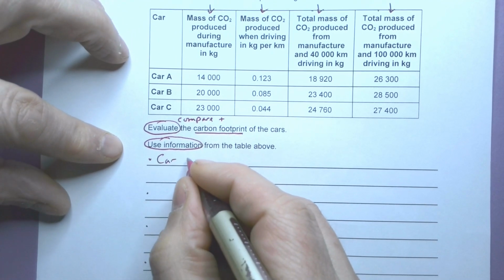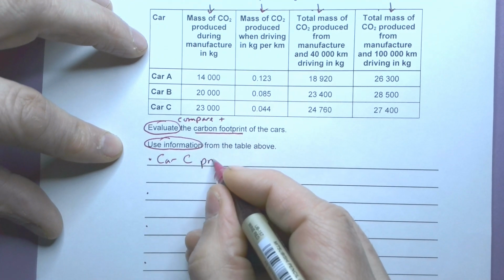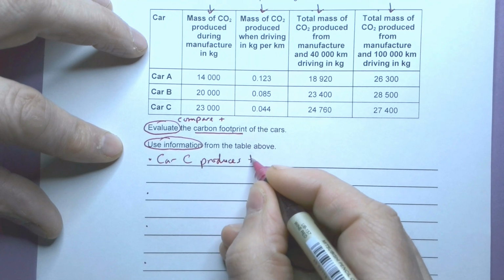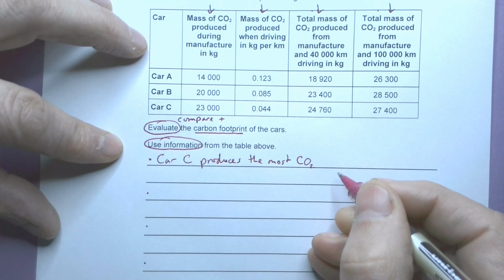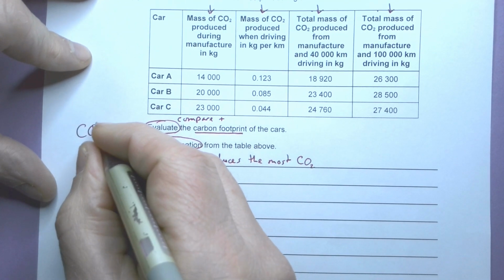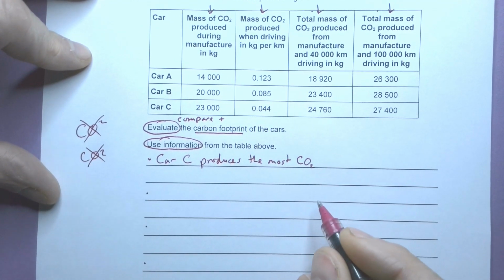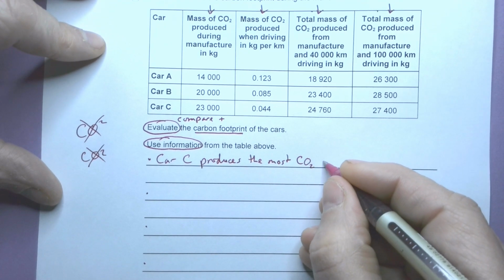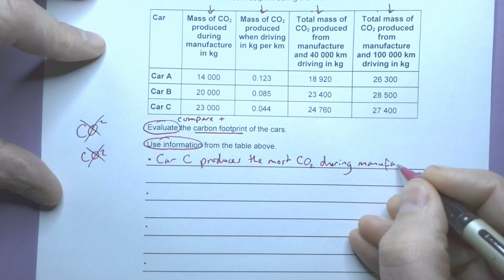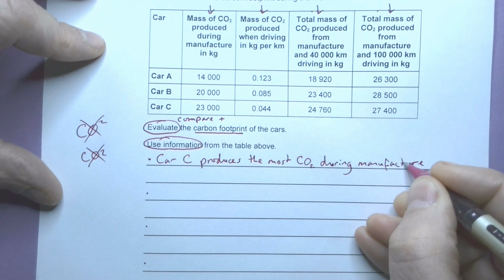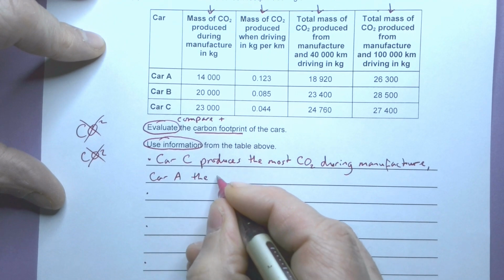So car C produces the most CO2. I'm going to make sure I write that properly so I don't do CO squared, it's not that. CO2, 2's subscript, so we write, car C produces the most CO2 during manufacture. I might say there car A is the least. Car A the least.